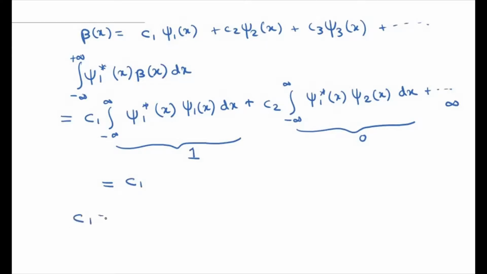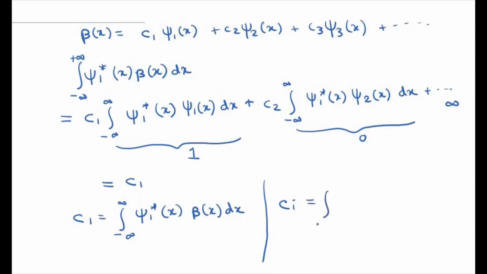So C1 is equal to the integral from minus infinity to plus infinity of psi 1 star x beta x dx. So we can draw a similar conclusion for the general coefficient Ci, which is equal to the integral from minus infinity to plus infinity of psi i star x beta x dx. Okay, so we already used a similar technique in calculating the Fourier coefficient. So this technique should not be unknown to you, but I just thought of revising it a bit.